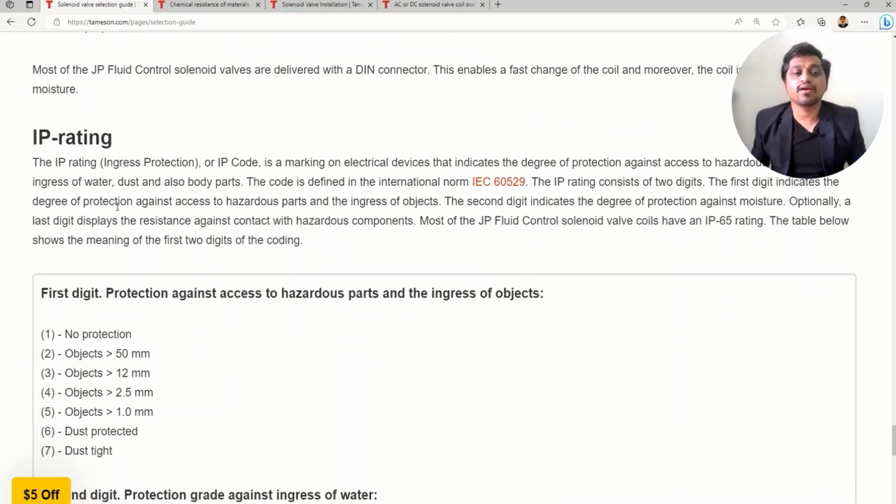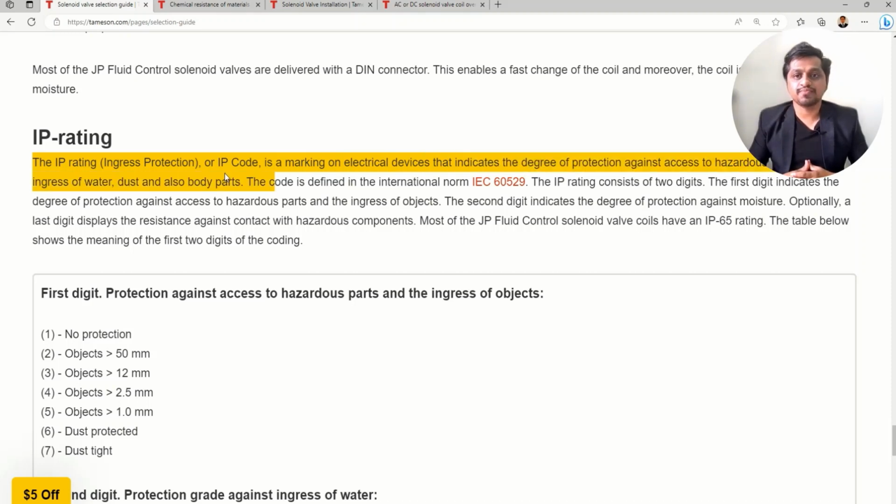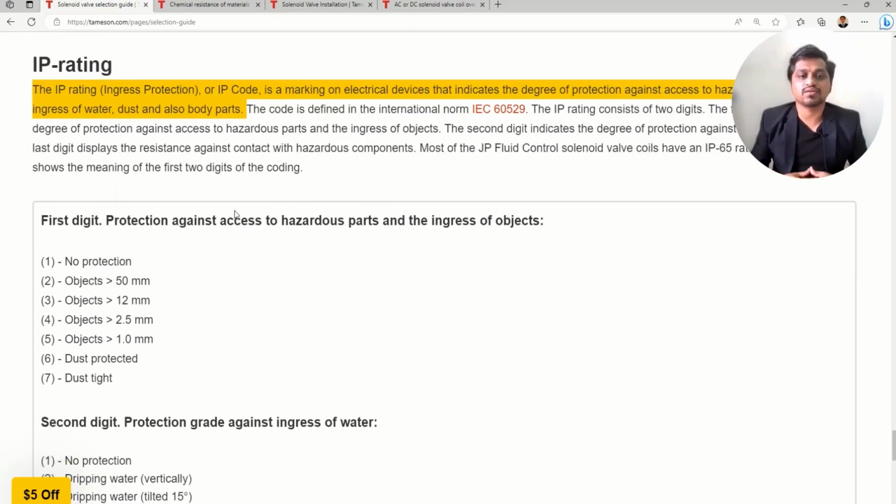And then we have the IP rating. So IP is the ingress protection. This is a kind of protection to the valve, because we will be using the valve in different situations. Those can be hazardous also. We have to use the valve in, say, some dangerous environments, let's say mines or underwater. So based on that, the valve should be resistant to water or dust and all those things. So this is exactly what the IP rating means.